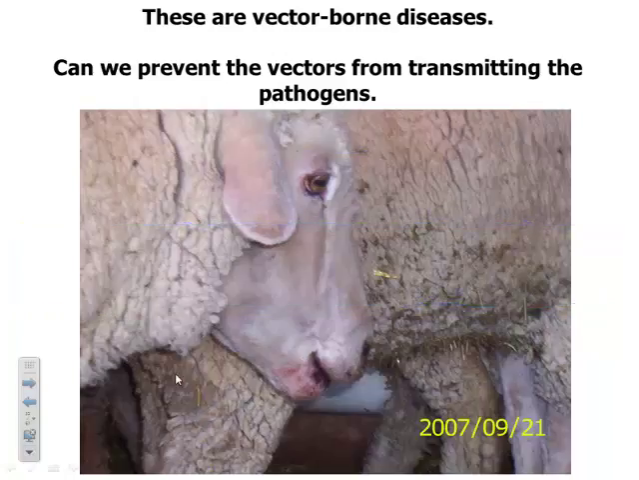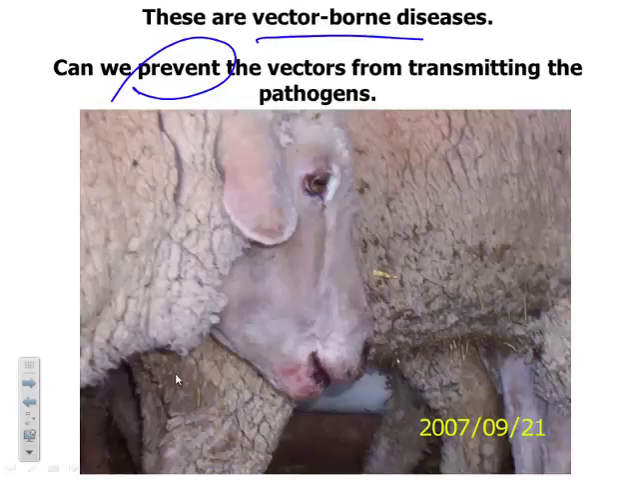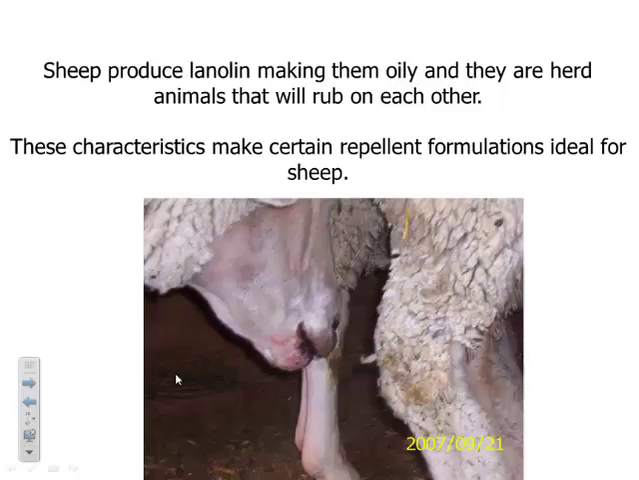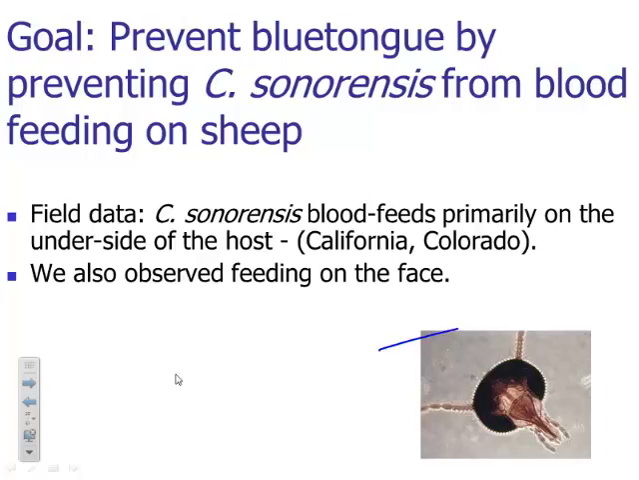All right, so we're talking about a vector-borne disease in livestock. Because it's vector-borne, we can prevent it if we can keep that vector from getting to the host. We can also prevent it if we prevent them from getting to infected hosts, because they can't spread it if they can't feed. So we're talking about these biting midges, keeping them off their host. We wanted to prevent bluetongue by keeping Culicoides sonorensis from feeding on sheep.